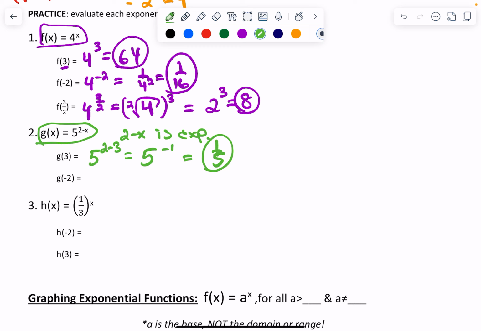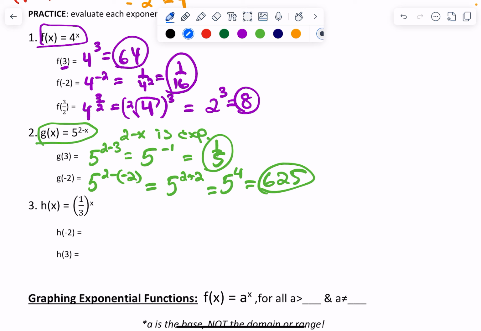Okay, next we have g of -2, so 5 to the power of 2 minus -2. Notice that there's two negatives back to back. 5 to the power of 2 plus 2 when we combine the two negatives. And then we have 5 to the power of 4, which is 625.